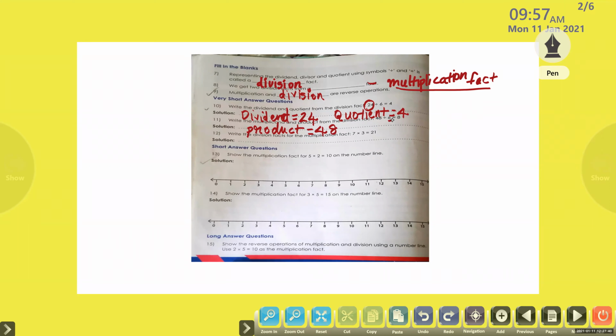So product will be 48. Multiplicand will be 6. Product equal to 48. Multiplicand is equal to 6. Multiplicand can also be 8. Yes, because 6 8s and 8 6s are the same. So it can be 8 also.